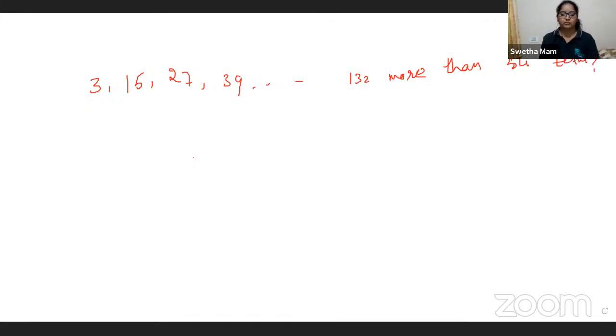Next question is: 3, 15, 27, 39, and so on. 132 more than its 54th term. So understand the question properly. Which term of this AP?